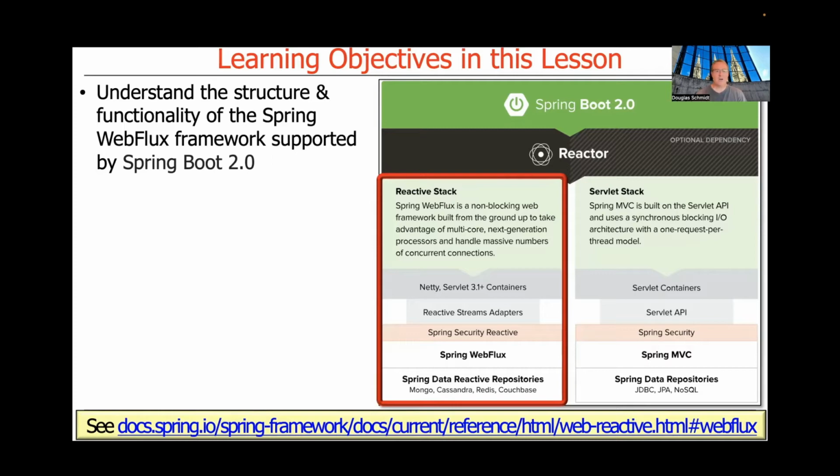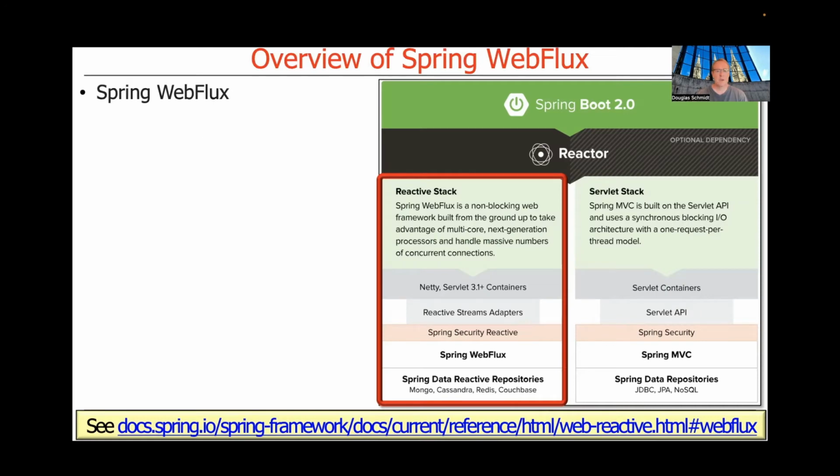What we're going to do now is talk about the reactive stack. So that was the servlet stack we looked at before. Now we're going to take a look at the reactive stack. And as we'll see, it's a non-blocking framework that's designed inherently to take better advantage of multi-core processors and be able to handle much larger numbers of clients. And we'll talk about how and why it does that in a second. Again, here's Spring WebFlux. You can read about Spring WebFlux at the link at the bottom of the slide.